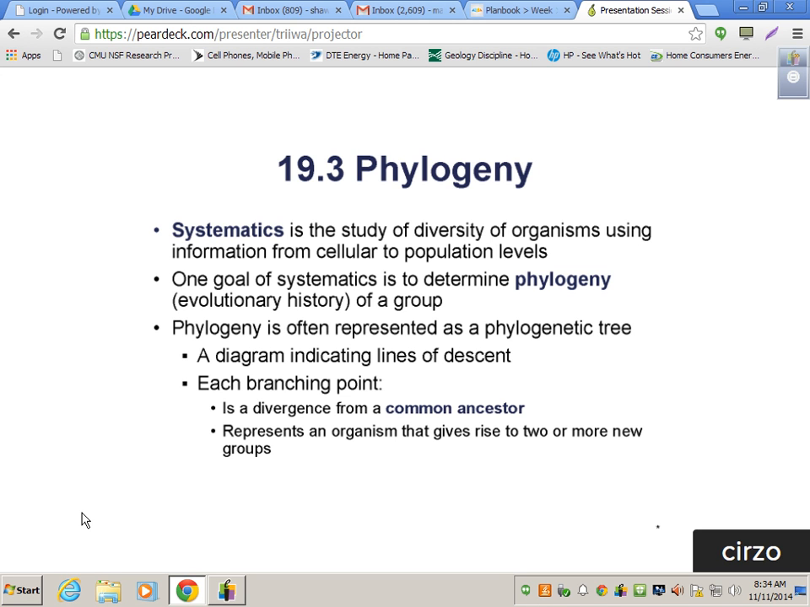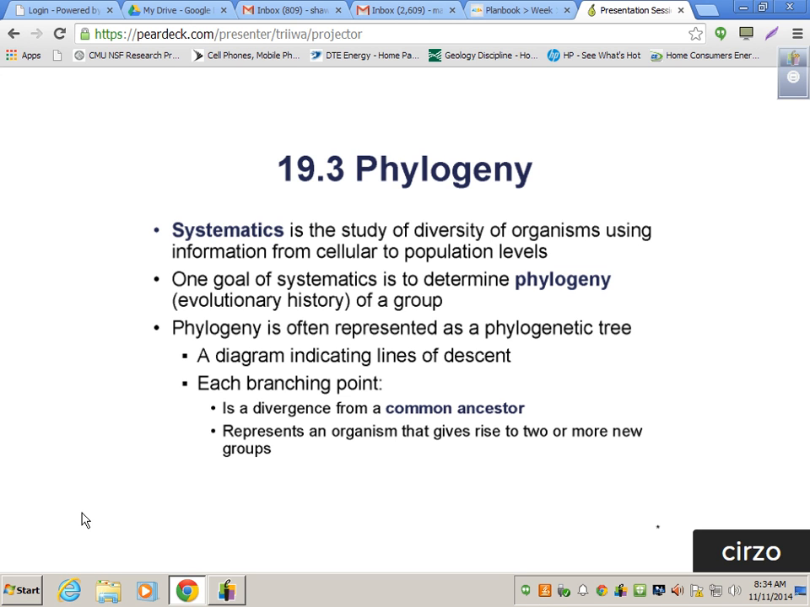Now, one goal of systematics is to determine phylogeny, again, relatedness, evolutionary history of species, so to speak, of a particular group. Now, phylogeny is often represented as what is called a phylogenetic tree, and a diagram indicating lines of descent is what we're talking about here. And I often, even in my own head, I really have to think specifically when I try to define a phylogenetic tree and not accidentally define a cladogram. I just did it with you.